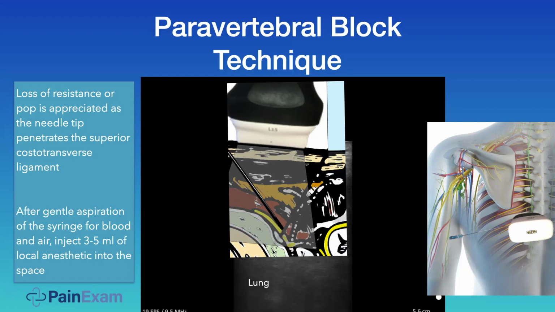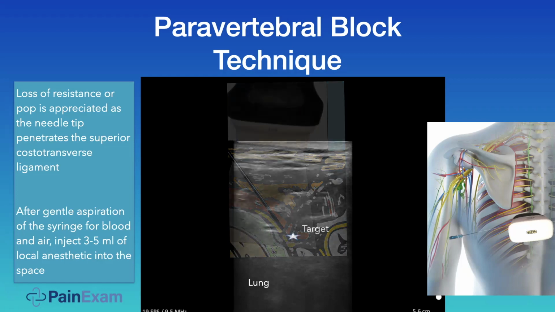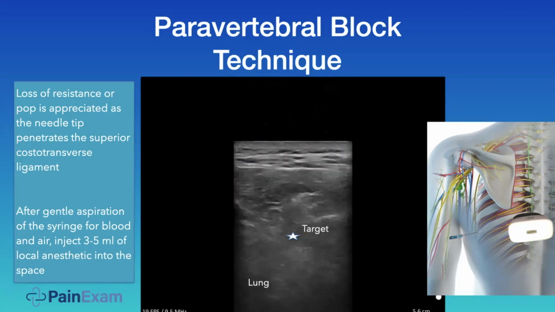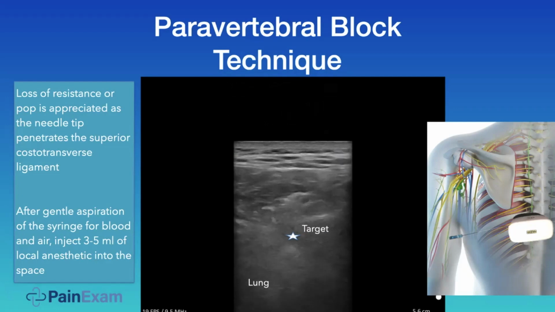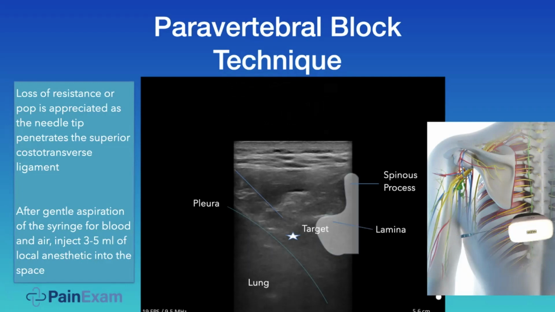Okay, and here's a picture with the overlap with the underlying ultrasound view. So watch carefully as the picture dissolves, and you'll see the ultrasound view. And there's the lung moving with the pleura, and the target is where the star is now. That's the pleura. Here's the needle coming in on that trajectory. And you see the lamina and the spinous process here.